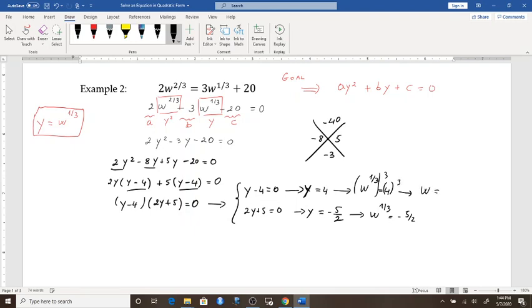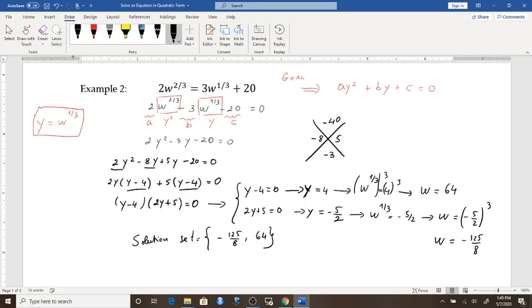So we get w equal to 4 to the power of 3, which is 64, and from here we get w equal to negative 5 halves to the power of 3, which means negative 5 to the power of 3 is negative; well, 5 times 5 is 25, times 5 is 125, and 2 to the power of 3 is 8. So our solution set is going to be, we got negative 125 divided by 8, and then we get 64. Okay, so these are the two solutions.